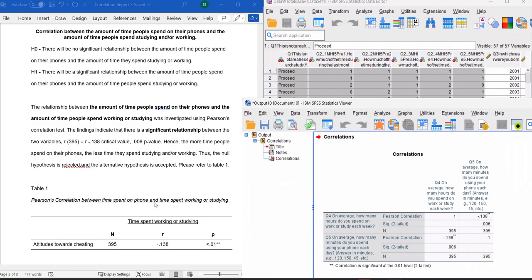Lastly, I am going to find the R value in this data, which is going to determine the type of correlation between these two variables, which in this case is negative. This indicates that the more time people spend on their phones, the less time they spend working or studying.